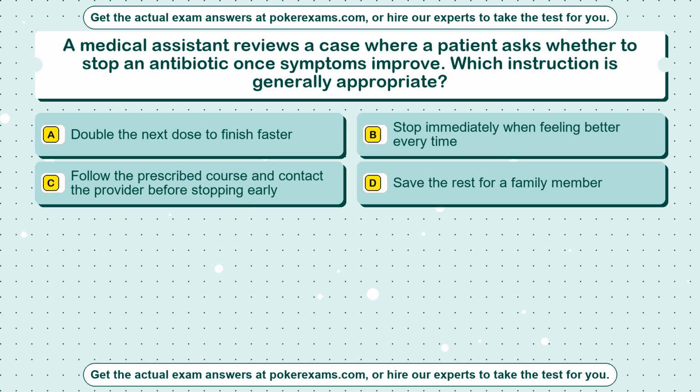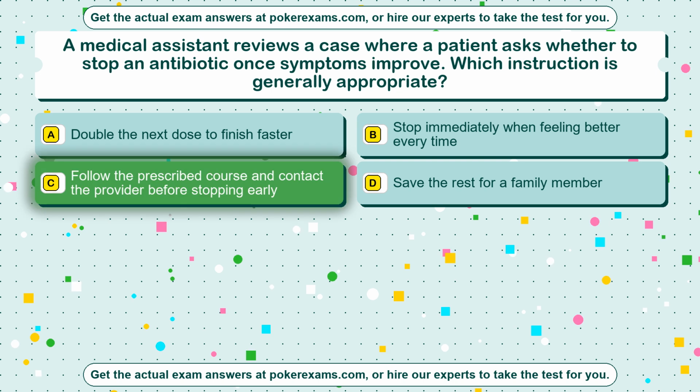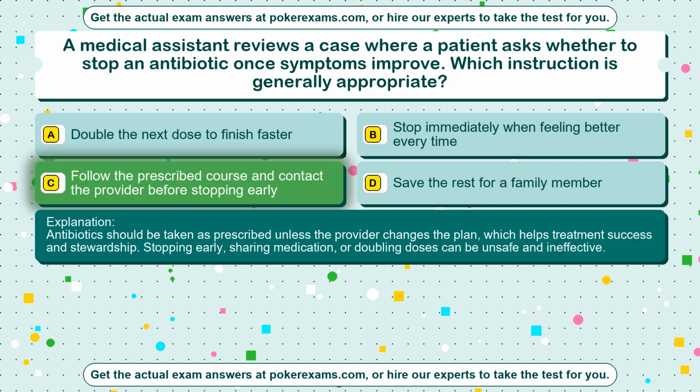Option A, double the next dose to finish faster. Option B, stop immediately when feeling better every time. Option C, follow the prescribed course and contact the provider before stopping early. Option D, save the rest for a family member. The correct answer is option C, follow the prescribed course and contact the provider before stopping early. Antibiotics should be taken as prescribed unless the provider changes the plan, which helps treatment success and stewardship. Stopping early, sharing medication, or doubling doses can be unsafe and ineffective.